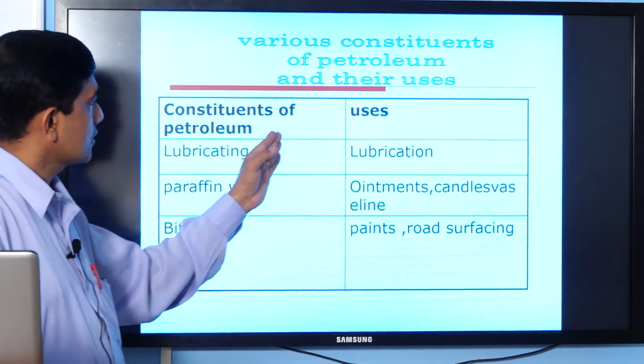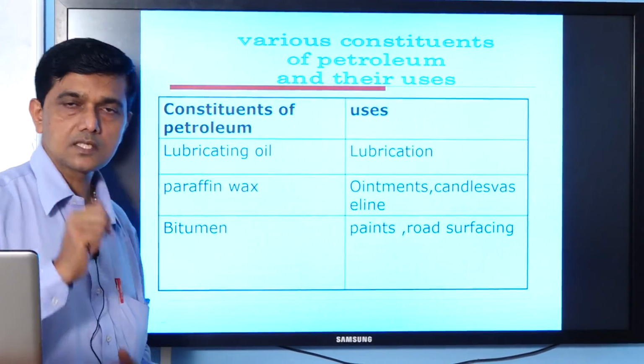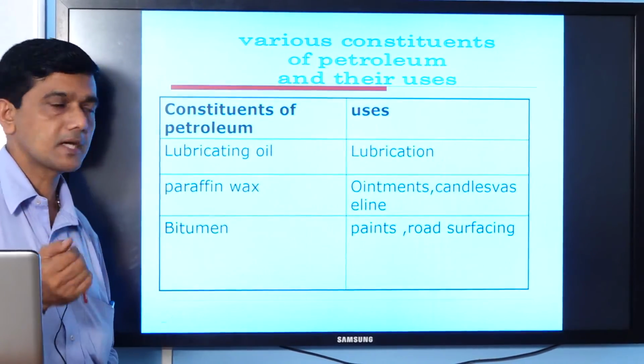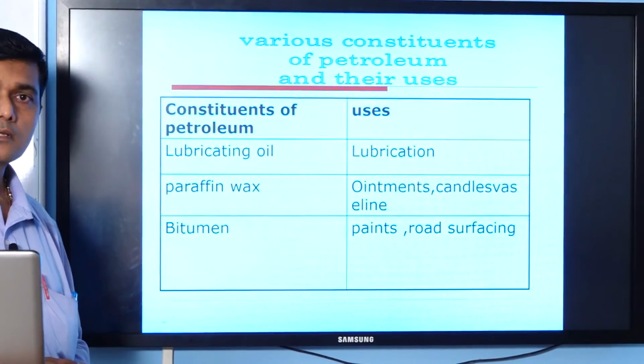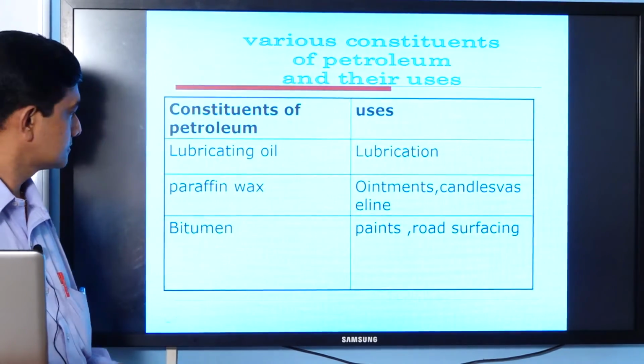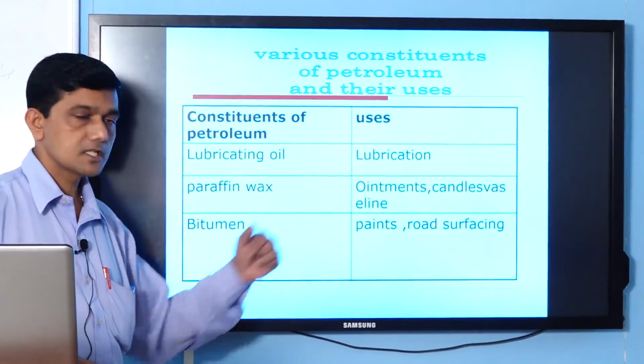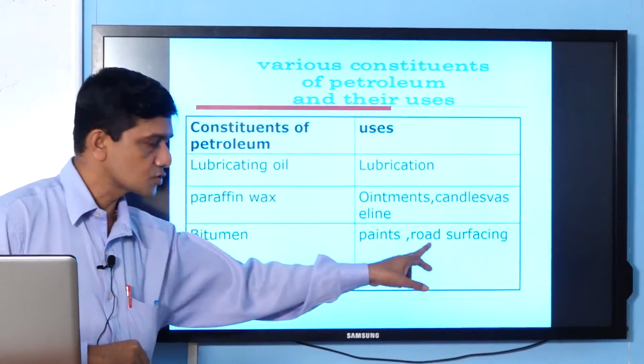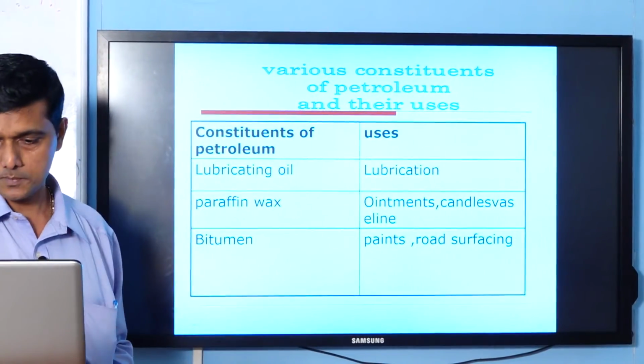Coming to lubricating oil, it is for lubrication in machinery. Paraffin wax, we use it for ointments, candles, also as Vaseline. Bitumen is used for bitumen black painting, also for roads, surfacing of the roads.